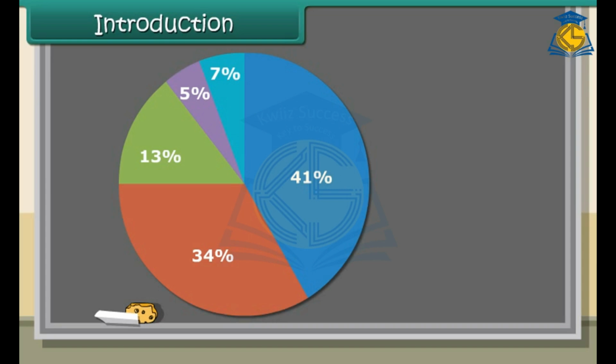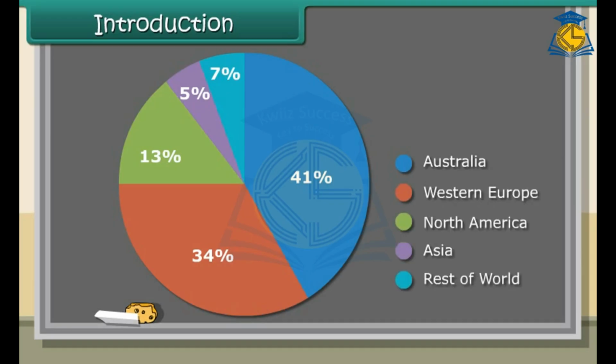Here is a pie chart that clearly compares the sales of a magazine in various countries in the world. Thus, the graphs play a very important role in our lives.